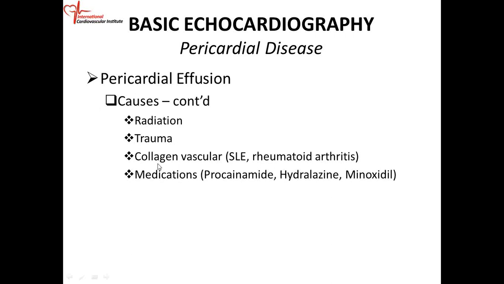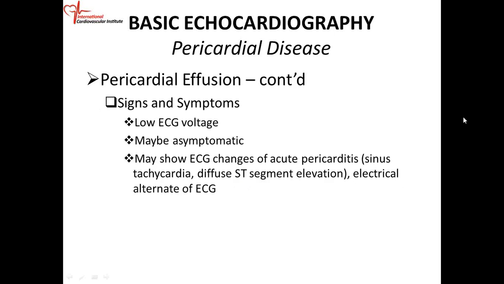So, of course, collagen vascular disease such as lupus, rheumatoid arthritis, and again, medication, procainamide, hydralazine, and minoxidil. So just straightforward pericardial effusion, signs and symptoms. A patient may not have any signs, okay? May not have any symptoms. However, for a large effusion, you'll see a low voltage ECG, if the fluid is large. And again, the patient may be asymptomatic.